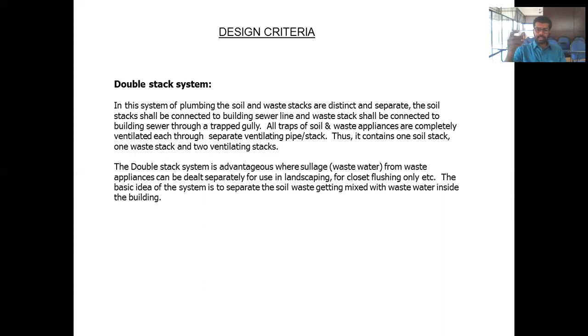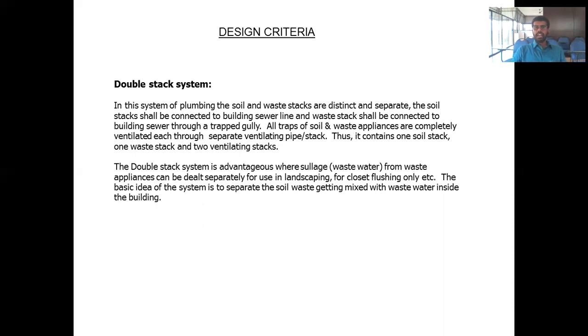Okay, stacks are the vertical pipes. So here in a double stack system we will have two separate pipelines, one for soil and one for waste, and two different ventilating stacks, one for soil and one for waste. The double stack system is advantageous where soil waste and wastewater from waste appliances can be dealt with separately.